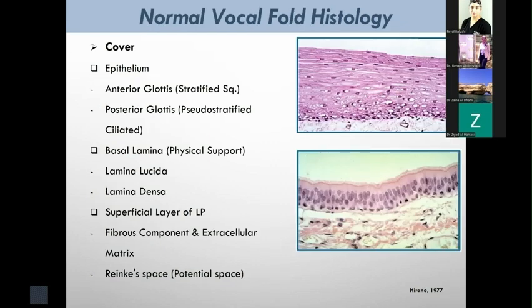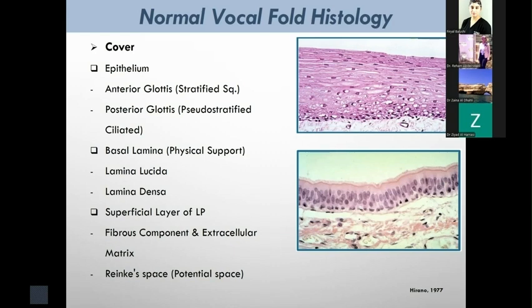Getting a little bit deeper into normal vocal fold histology, the most superficial layer is the epithelium, that is the stratified squamous epithelium covering the anterior glottis, and the pseudostratified ciliated epithelium covering the posterior glottis. Deeper to the epithelium, there's the basal lamina, comprising the lamina lucida and the lamina densa, that provides physical support to the vocal fold during vibration.